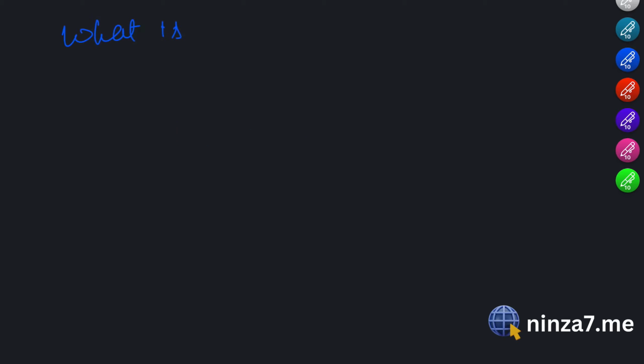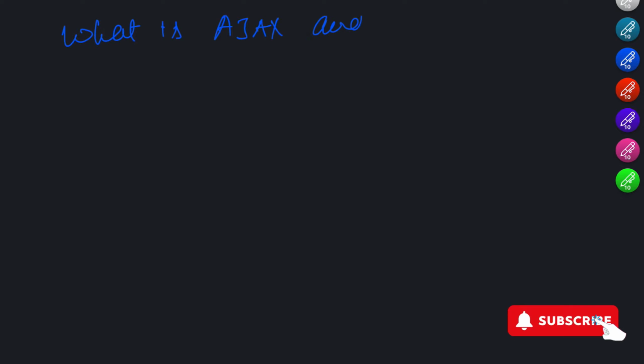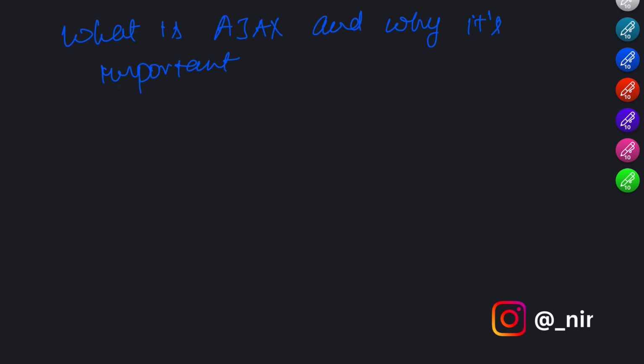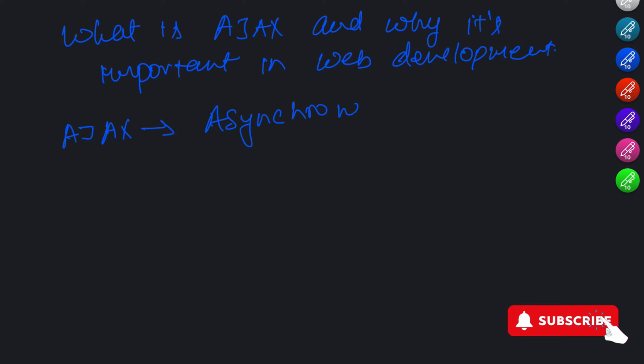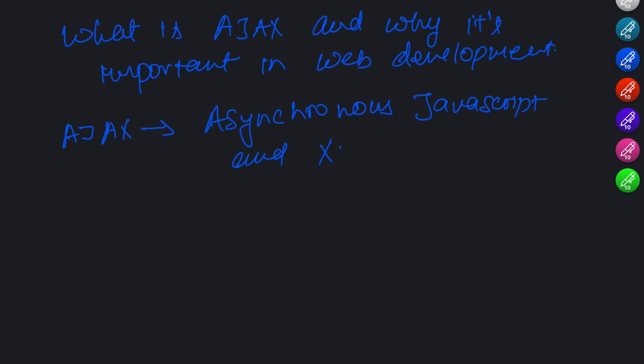What is Ajax and why is it important in web development? Ajax stands for Asynchronous JavaScript and XML. It is not a programming language but rather a set of web development techniques that allows us to update parts of a web page without needing to reload the entire page. This brings a whole new level of interactivity and responsiveness to our web applications.